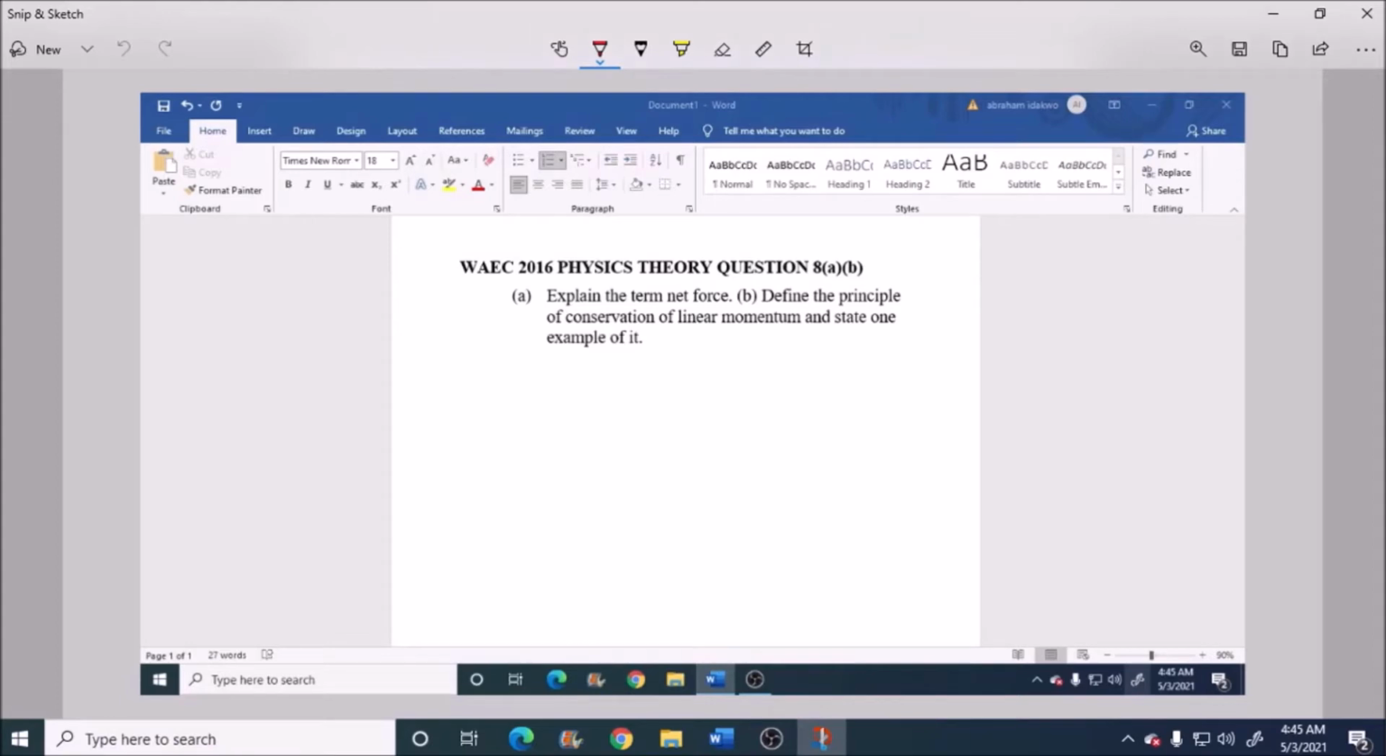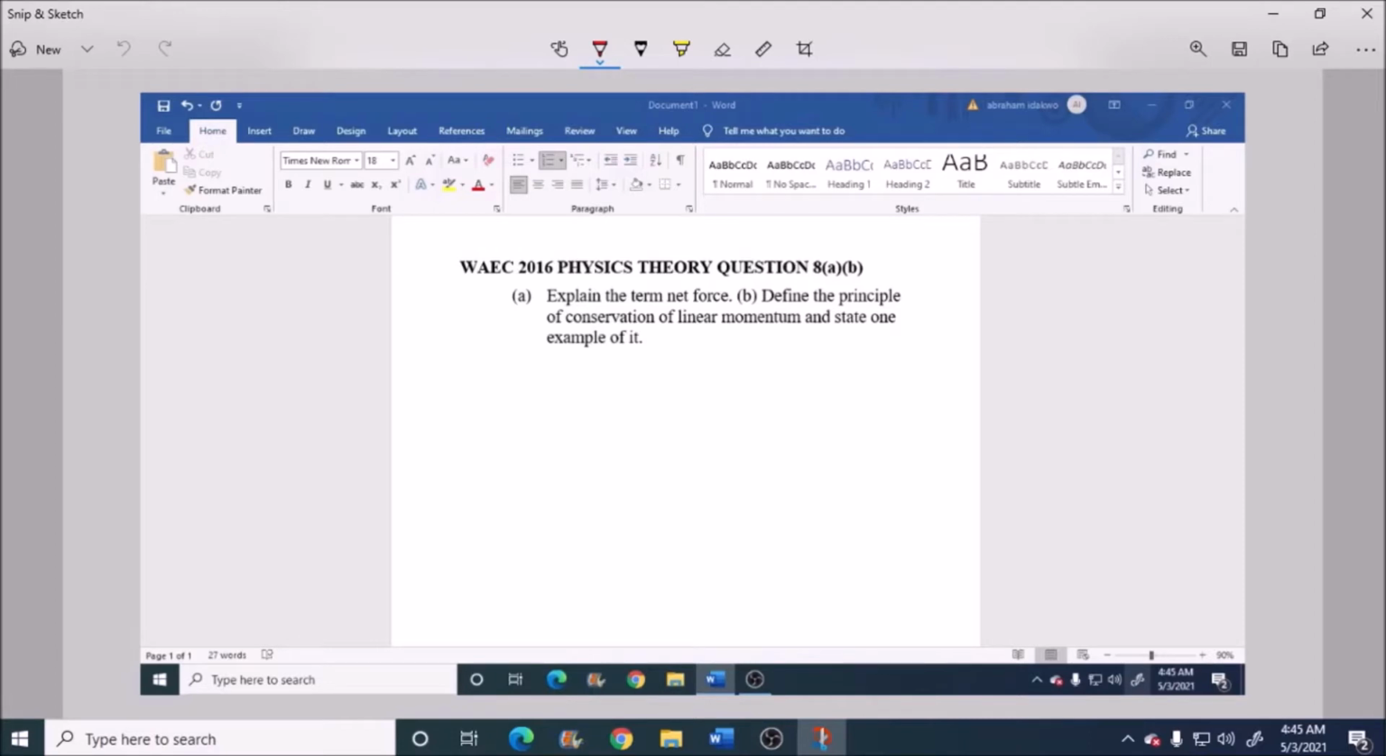Hello and welcome. Today I will be answering WAEC 2016 Physics Theory question 8A and 8B. A. Explain the term net force. B. Define the principle of conservation of linear momentum and state one example of it.